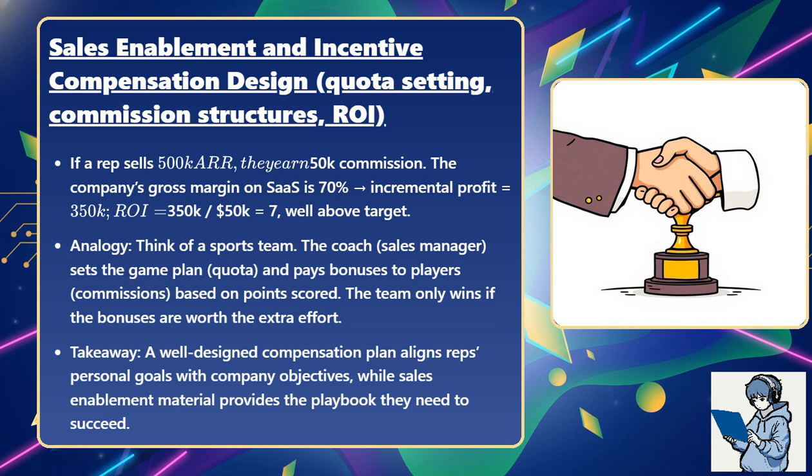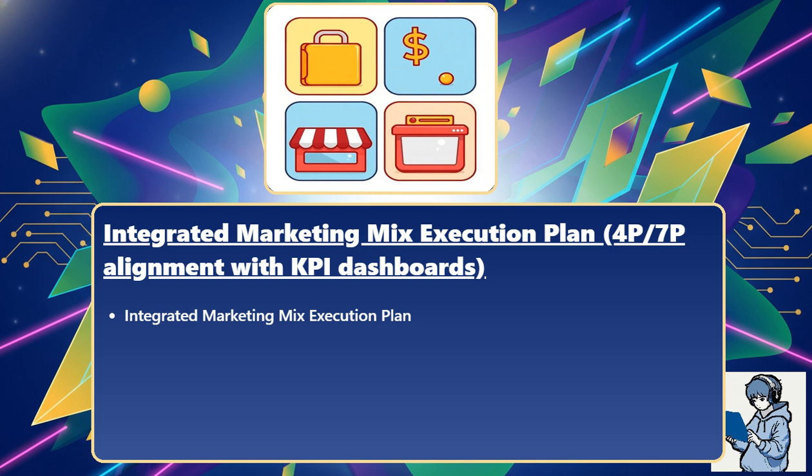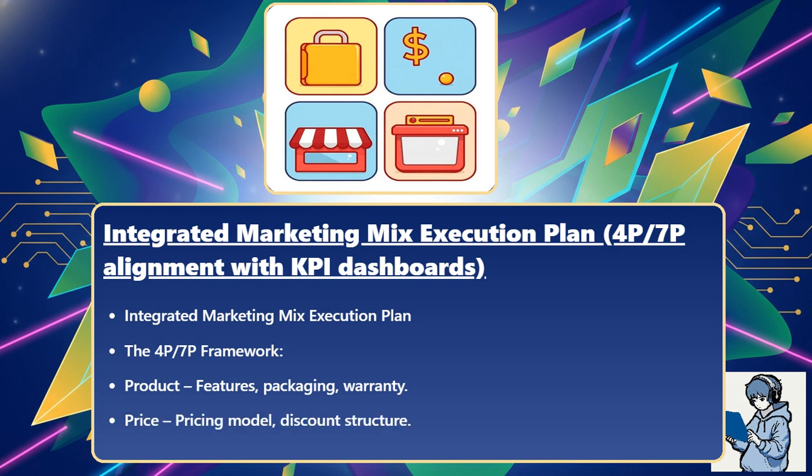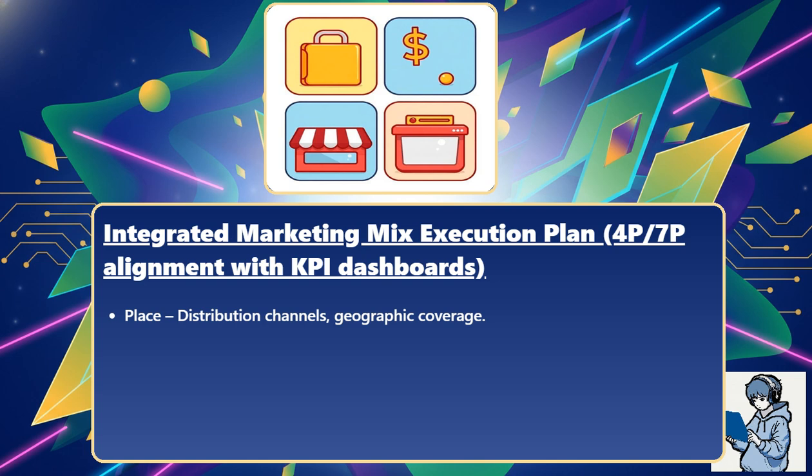need to succeed. Integrated Marketing Mix Execution Plan. The 4P/7P Framework. Product: features, packaging, warranty. Price: pricing model, discount structure. Place: distribution channels, geographic coverage. Promotion: advertising, PR, content, sales force.